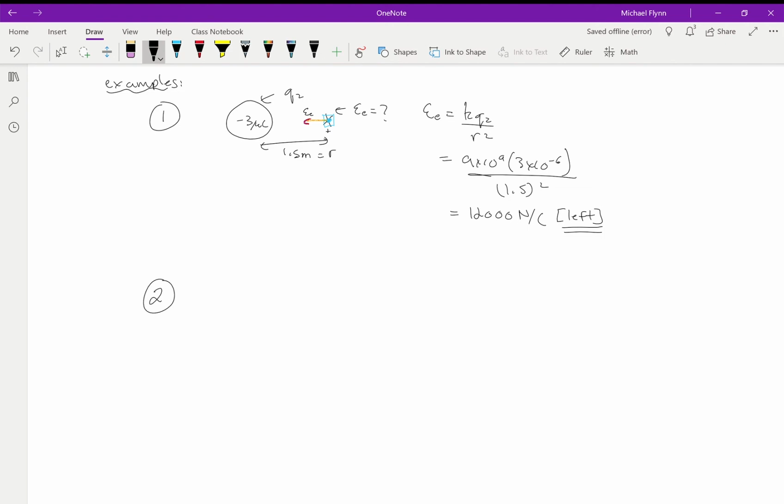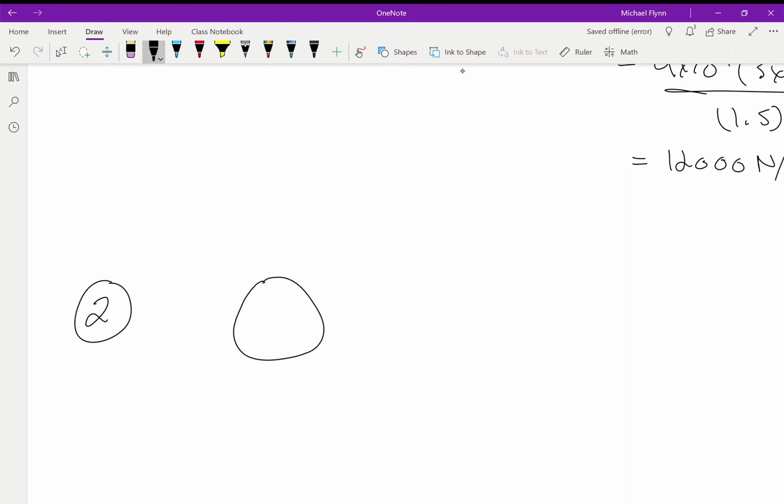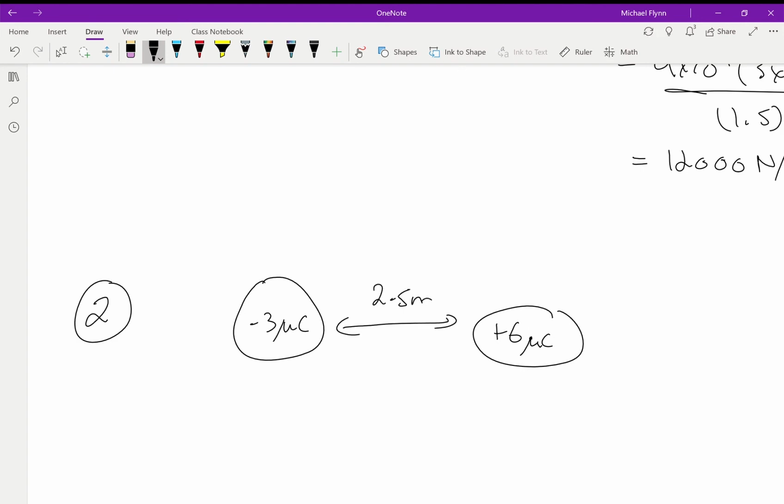Let's keep our little 3 microcoulombs. That guy, he's not going anywhere. So there's our -3 microcoulombs. Now I'm going to put a positive 6 microcoulombs here. I'm going to put 2 charges in the picture. I'm going to say these 2 charges are 2.5 meters apart, but that's not the end of the story.